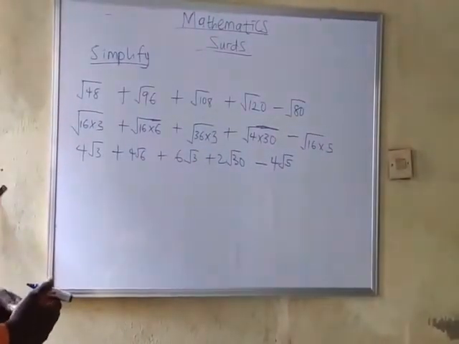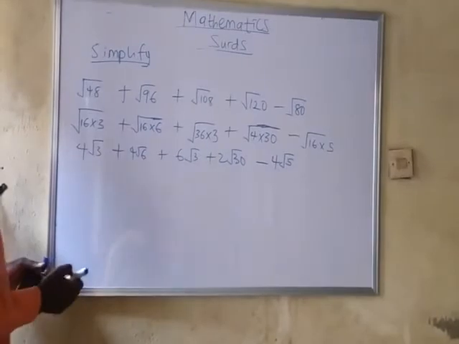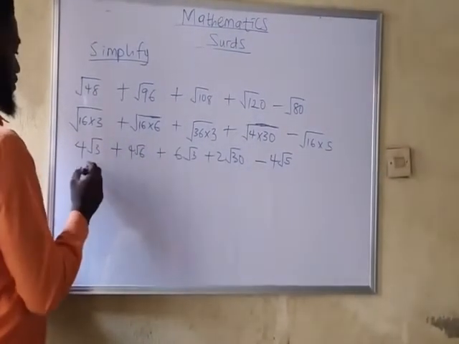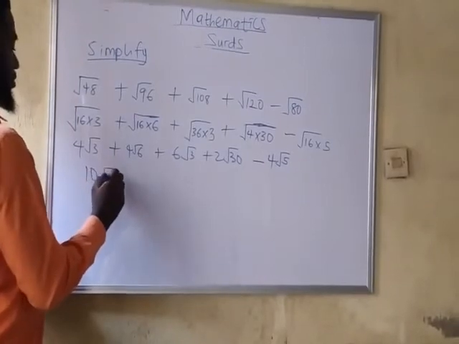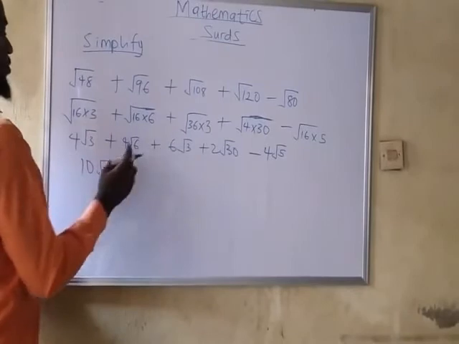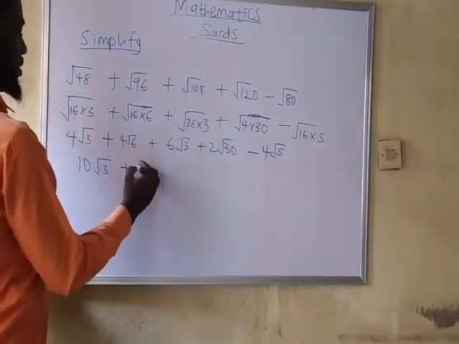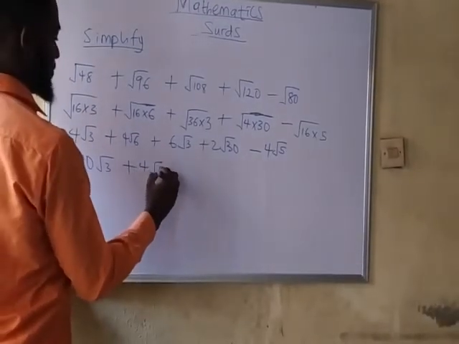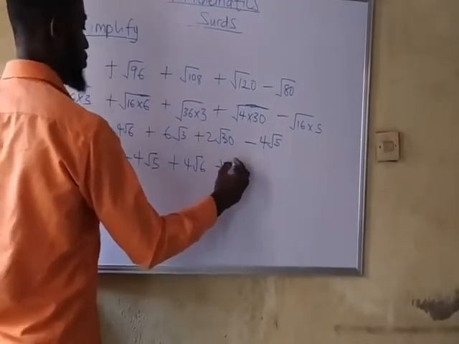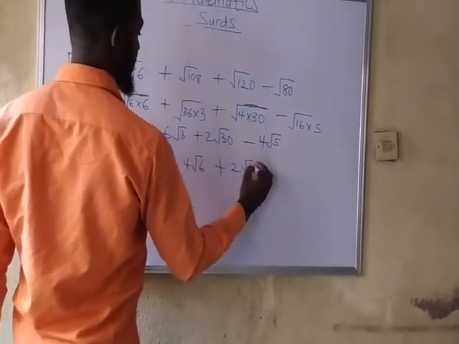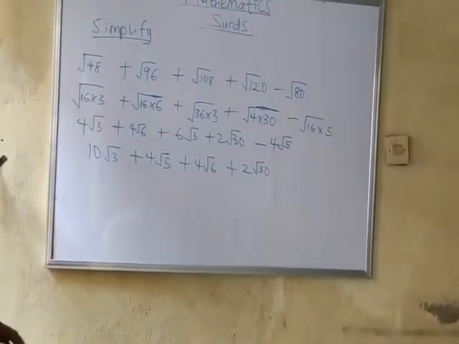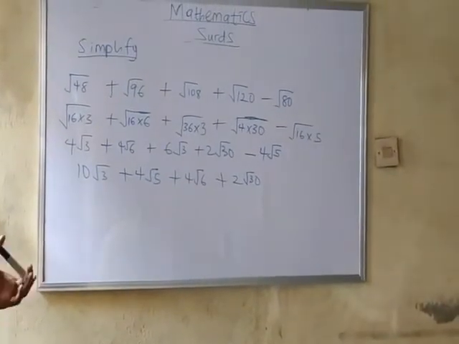So in view of this, we're going to try and collect like terms. This and this to collect. So 4 plus 6 makes it 10 root 3. Remember I was saying they have the same root, so they're addable. And then we have plus, let's arrange them, 4 root 5 plus 4 root 6 plus 2 root 30. And we have been able to simplify this question, although not so much.